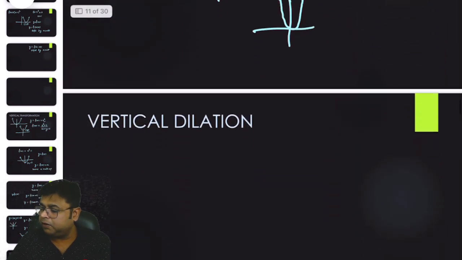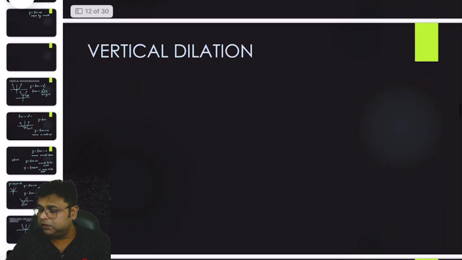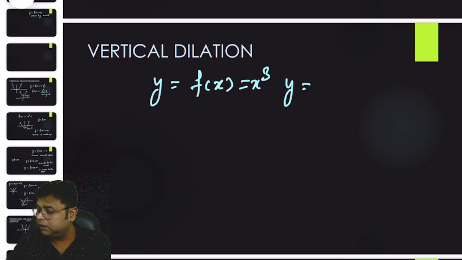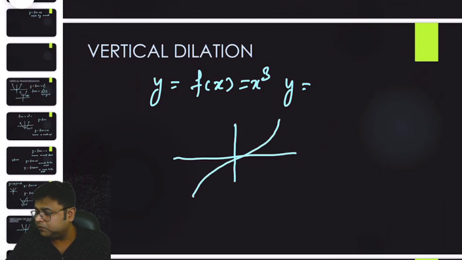So let's first talk about vertical dilation. Suppose I have a graph of y equal to f of x, any graph. For example, suppose I say y is equal to f of x equal to x cube. Now the graph of x cube I know is this. It moves like this.